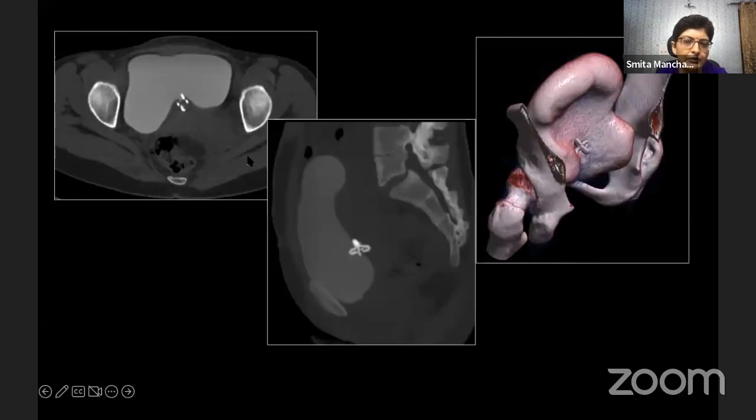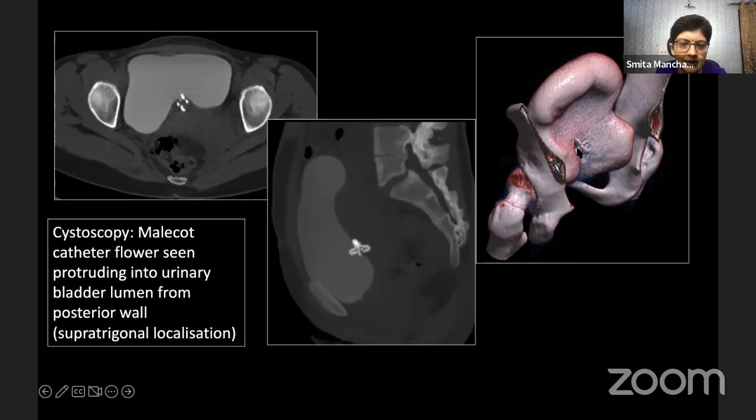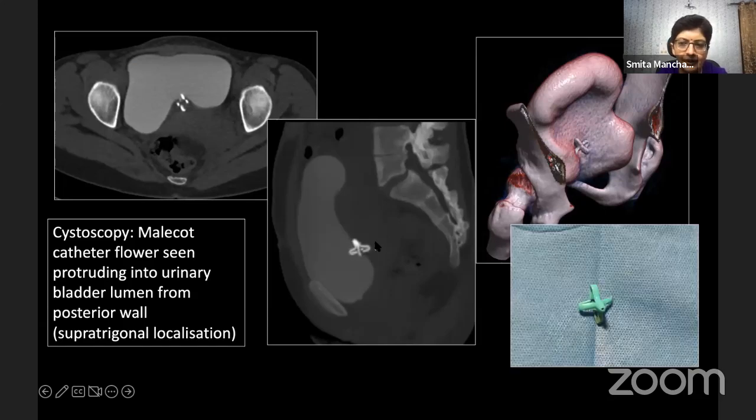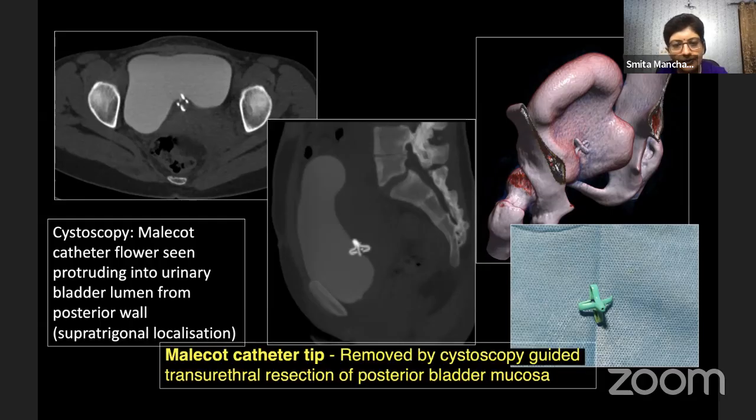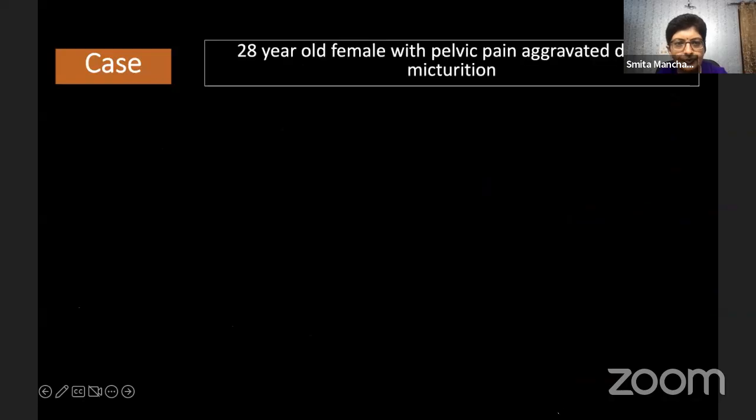and it is lying within the bladder. So these are the CT urography images, and here you can identify the bulb of the Malecot catheter, and this is the 3D reconstructed image. On cystoscopy, the Malecot catheter flower was seen protruding into the bladder lumen from the posterior wall in a supratrigonal location, and this was then retrieved through the cystoscopic approach. So this is the migration of a device. This was removed by transurethral resection.